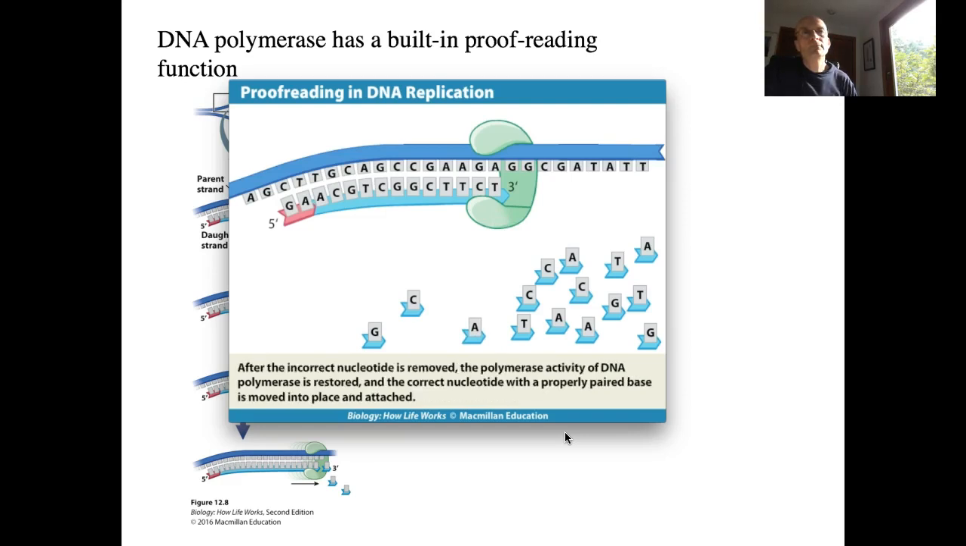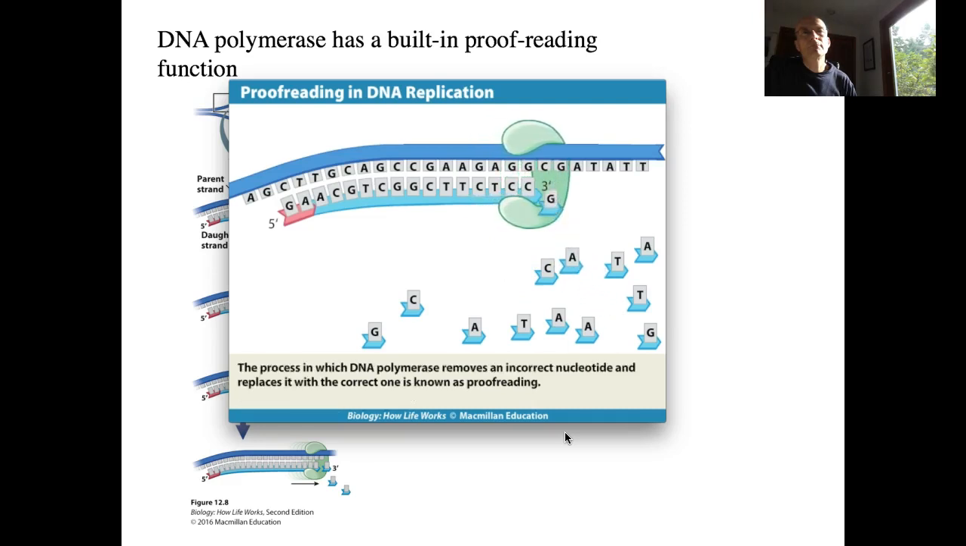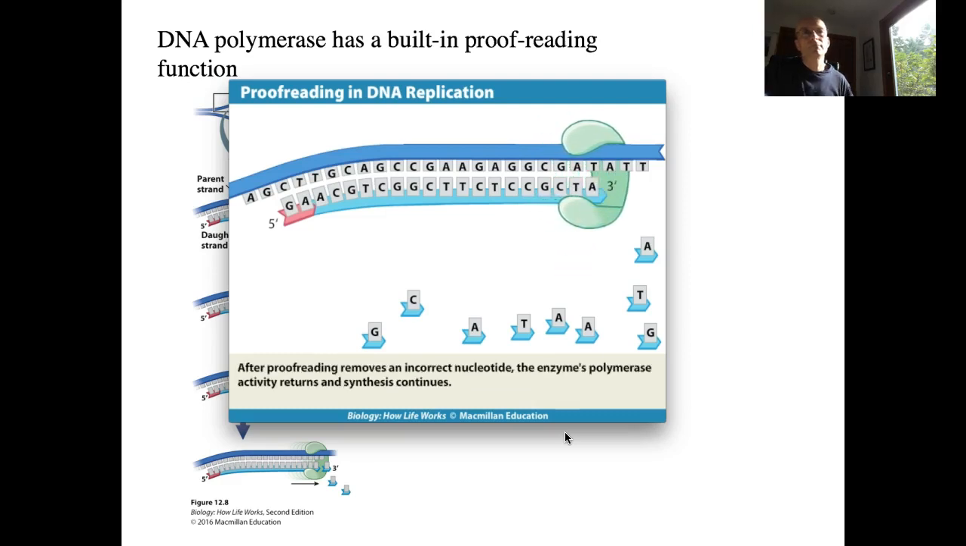After the incorrect nucleotide is removed, the polymerase activity of DNA polymerase is restored, and the correct nucleotide with a properly paired base is moved into place and attached. The process in which DNA polymerase removes an incorrect nucleotide and replaces it with the correct one is known as proofreading. After proofreading removes an incorrect nucleotide, the enzyme's polymerase activity returns and synthesis continues.